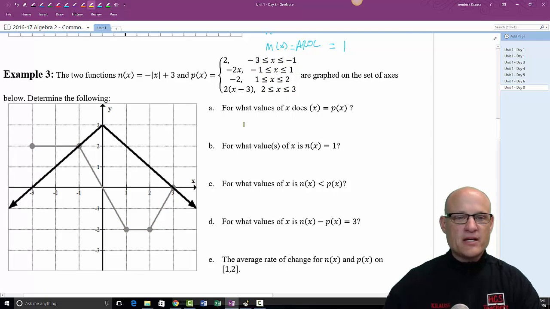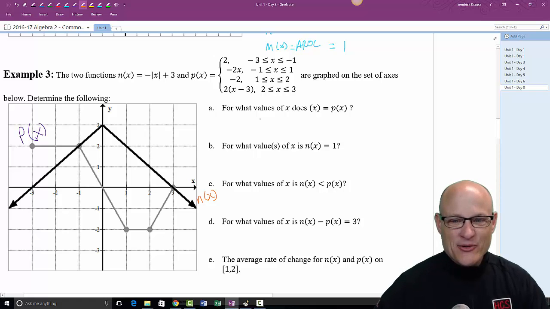All right, so let's get started. Let's see what we got. First of all, I'm going to label these things. This is p of x, so I can see what's going on. Grab a different color. And this one here is going to be n of x.